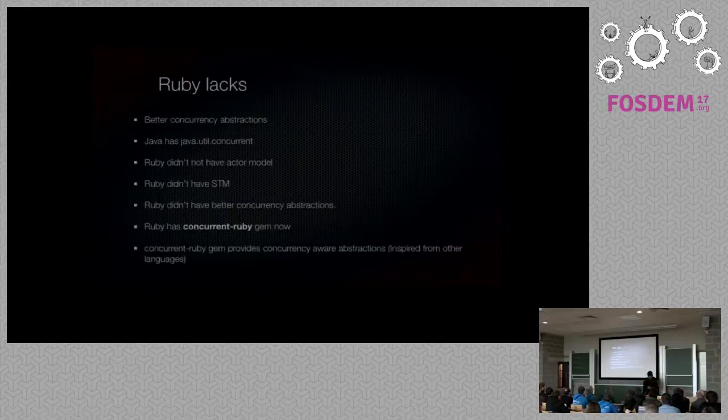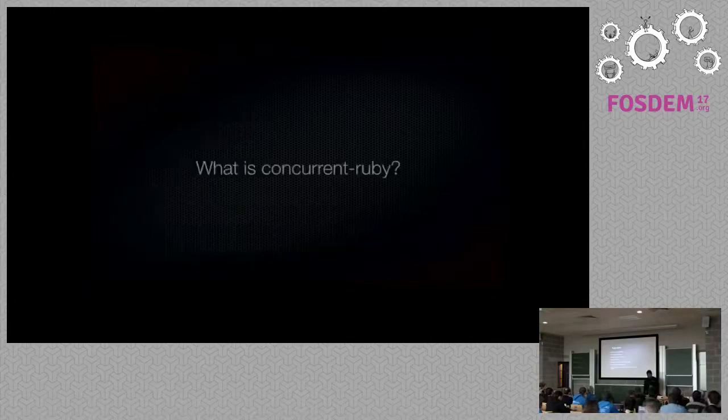So Ruby lacks better concurrency abstractions. Java has java.util.concurrent, but Ruby doesn't have something like that. Ruby didn't have the actor model or STM or better concurrency abstractions. Ruby has the concurrent gem now. There is a package called java.util.concurrent in Java that has high level abstractions to do concurrency. With Concurrent Ruby we get that now.